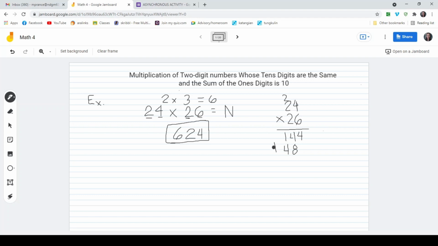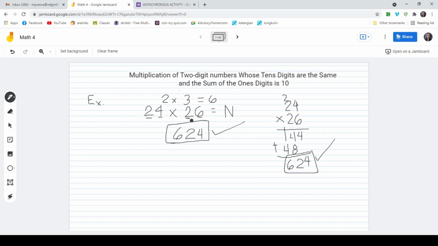Then we add the partial products. That will give us a sum of 4 plus 8 is equal to 12. Regroup. 1 plus 1 equals 2 plus 4 is equal to 6. You notice we got the same product, so this is correct. Okay, so you can apply this strategy when the ones digits of the given have a sum of 10 and whose tens digits are the same.